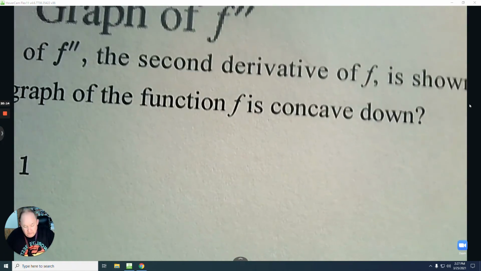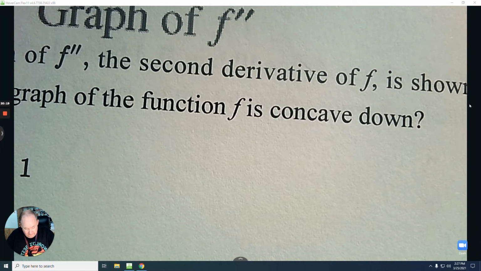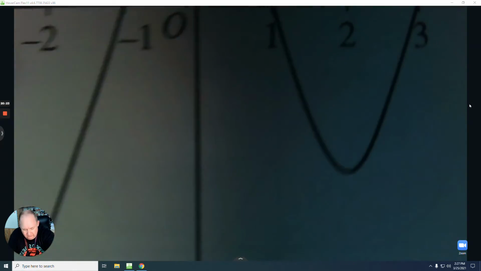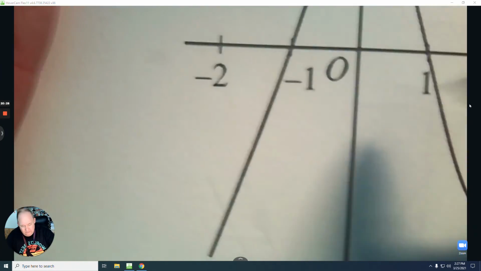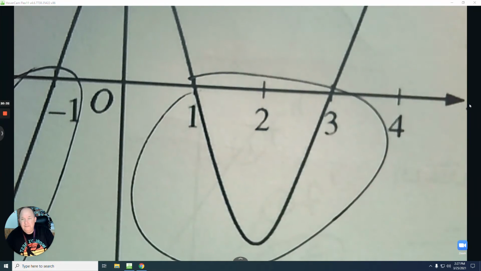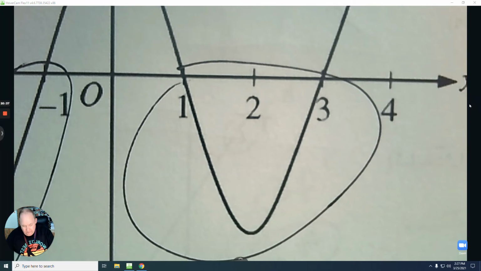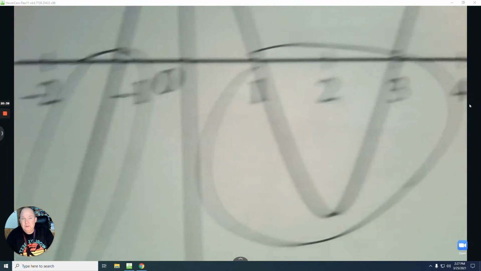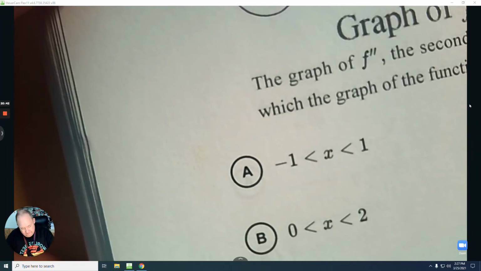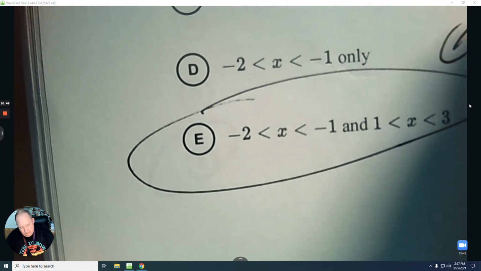22. In the graph of the second derivative shown above, what are the intervals in which the graph of the function is concave down? Oh, I like the easy ones. So concave down for the second derivative just means, where is it below? Where is it negative? This is concave down. This is concave down. So up to -1 and 1 to 3. So -2 to -1, 1 to 3. And that's concave down.